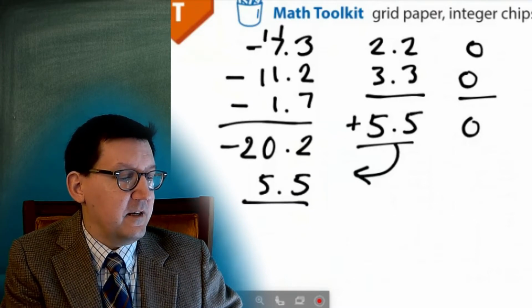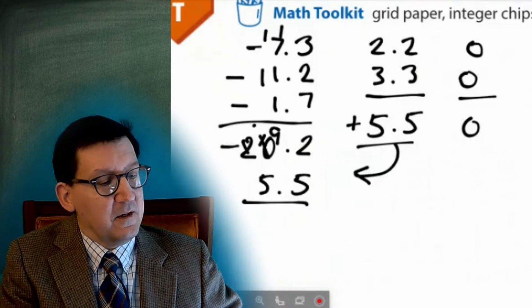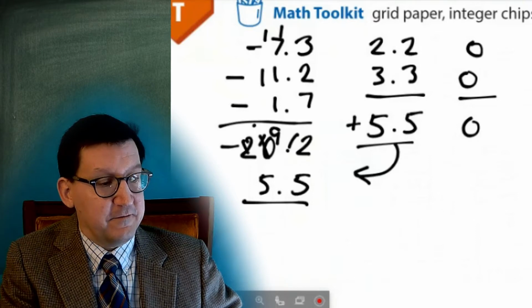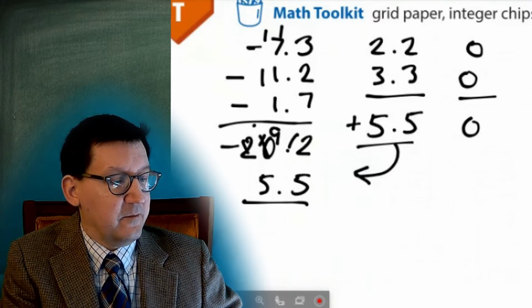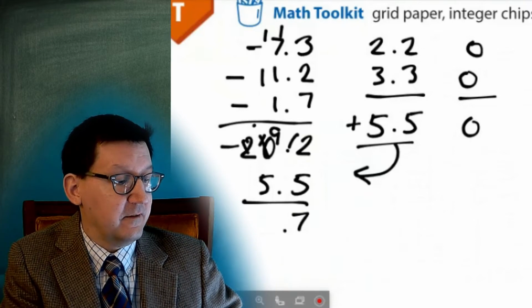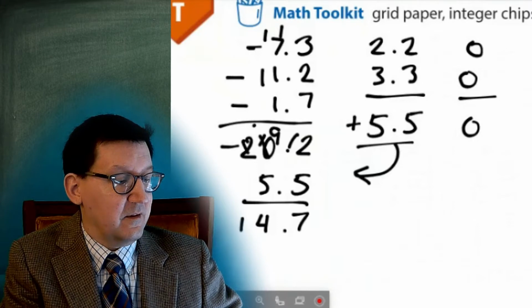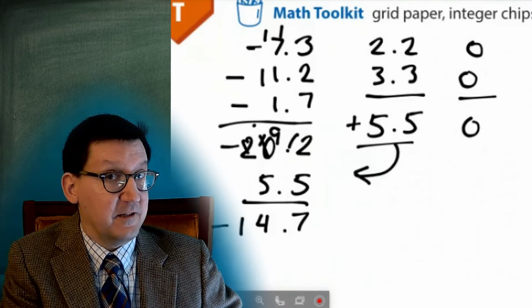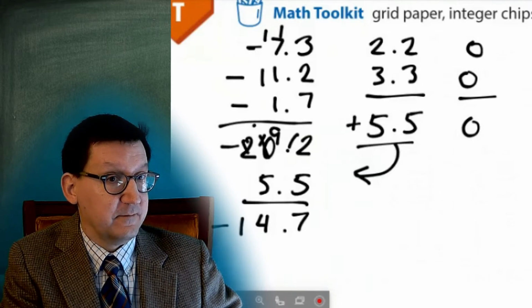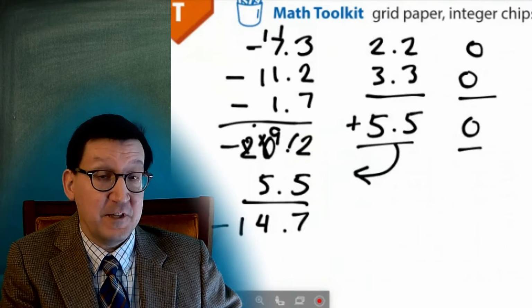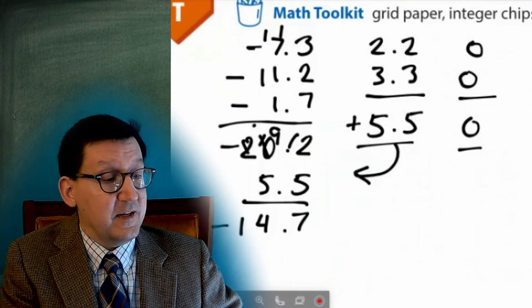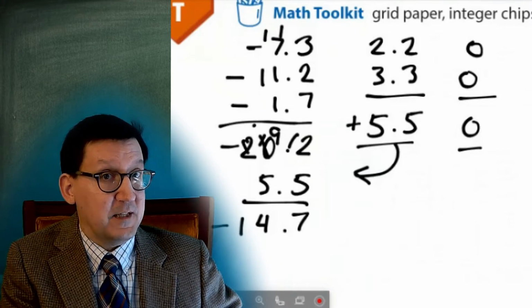So let's see, take that down to 1, take that down to 10, down to 9, bring it over there. So 12 minus 5 is 7. 9 minus 5 is 4. What we have left is 1. And that's on the negative side, so we have negative 14.7. And of course we have the 0 over here, nothing happens with that. So negative 14.7 is what happens when you add all of those numbers together.